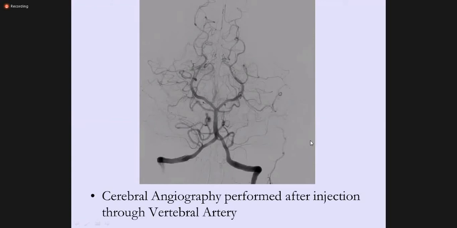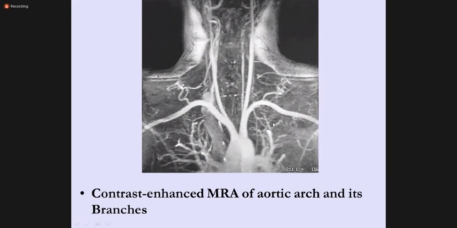And what is the anterior circulation made of? By two internal carotid arteries, dividing into the middle and anterior cerebral arteries. I'm showing it to you. This is the contrast enhanced MRI of the aortic arch and its branches. You can see from the aortic arch, the right innominate dividing into common carotid and subclavian, left common carotid and left subclavian, and traveling in the neck.